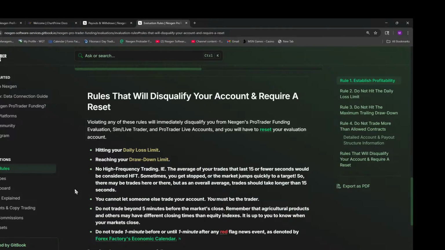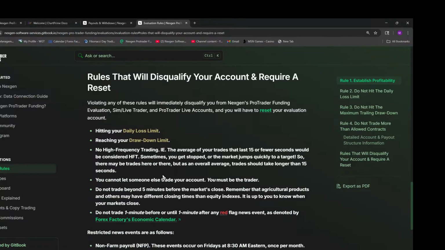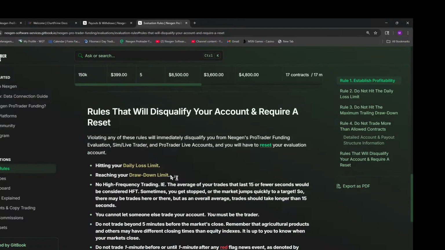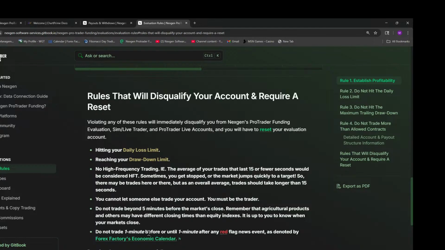Now, if you want to talk about the trades, I got you on the trades. This is the one that I think everybody should take a look at, because these are the rules that will disqualify an account, guys. Trading 1 minute before or after red news. We talk about it every day. Don't trade beyond the market's close. Thanks, John. I appreciate you.